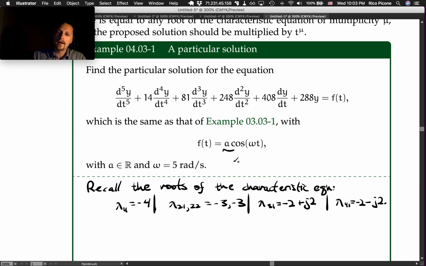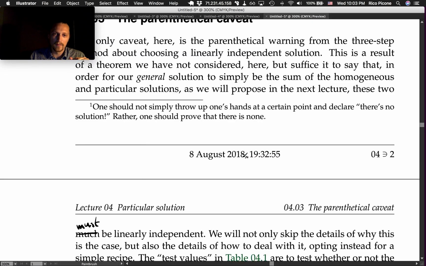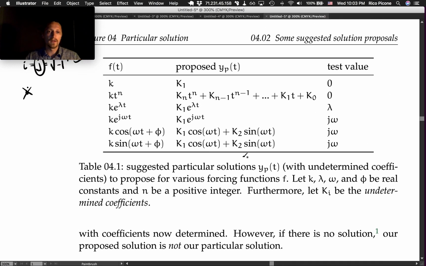So we have ourselves our table 4.1. The forcing function we have is this. So we need to look this up in the table. So we go back up to our table, and we see it looks a lot like this row to me, right? So some constant times cosine omega t plus phi, where phi is 0. The phase in this problem that we're doing is 0. So that's what we've got. So our proposed particular solution should be this guy: K1 cosine omega t plus K2 sine omega t.